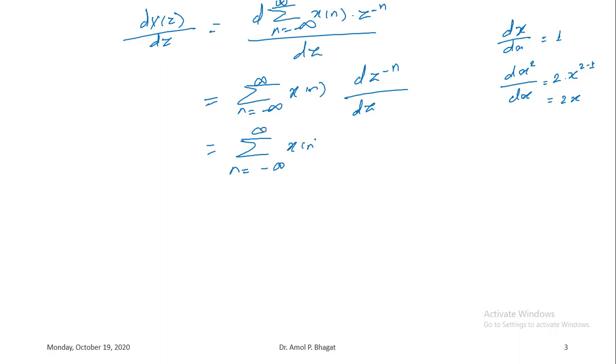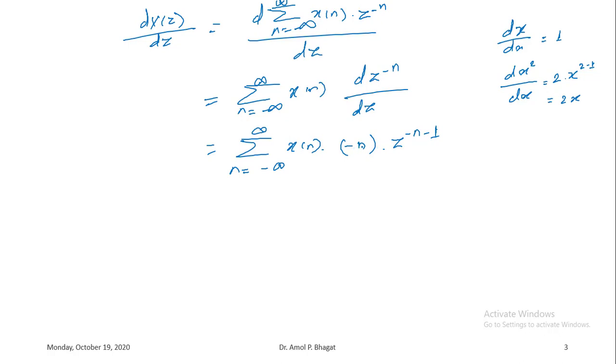Okay. So here similarly the derivative of z to the power minus n will be simply, this x of n will be as it is, and this will be minus n into z to the power minus n minus 1. Okay. So from here we can take this minus sign outside of this.